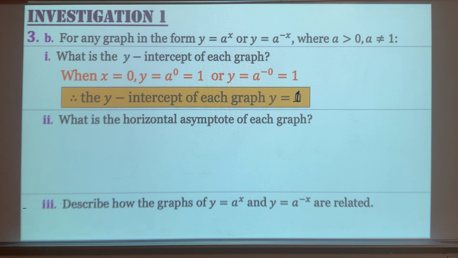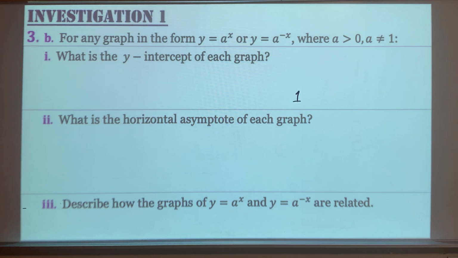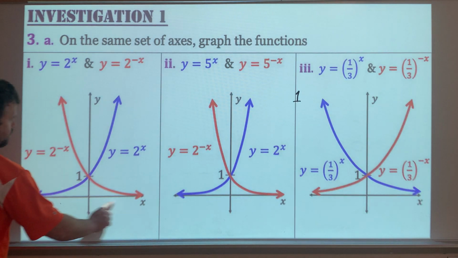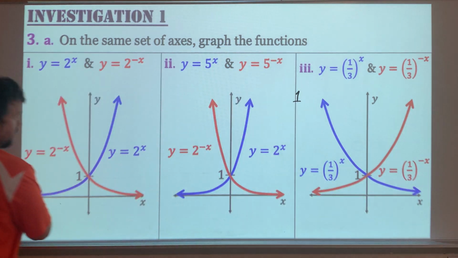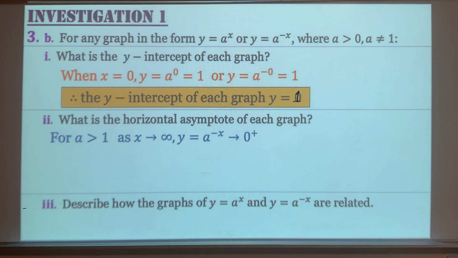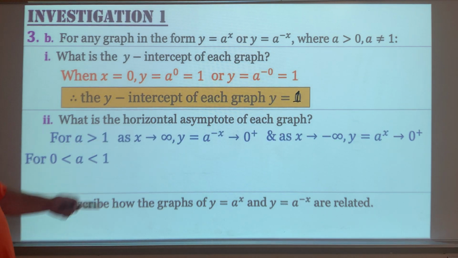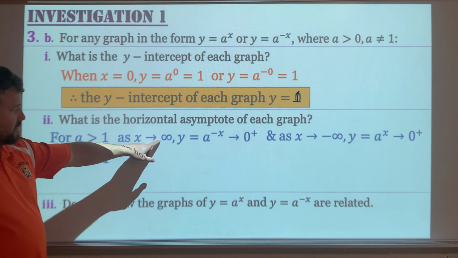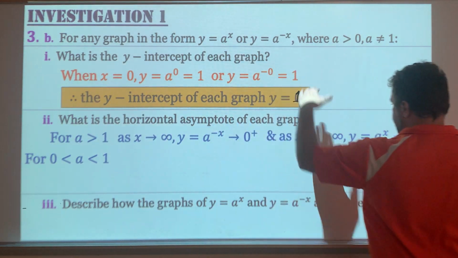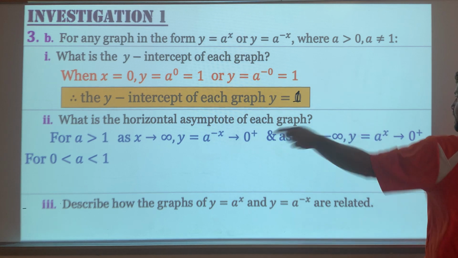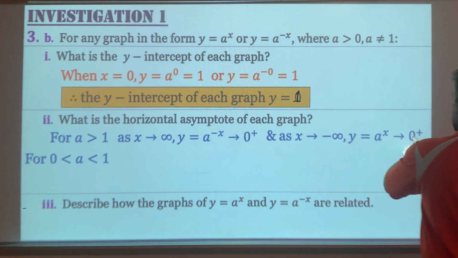We need to go back real quick. What is the horizontal asymptote for each graph? Well, the y-intercepts are all 1. Horizontal asymptotes are all, what? 0. For any a greater than 1, as x approaches infinity, a to the negative x is approaching 0 from the top. As x is approaching negative infinity, a to the x is also approaching from the top.